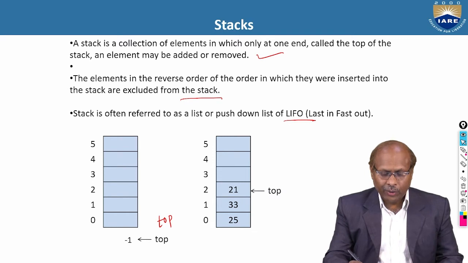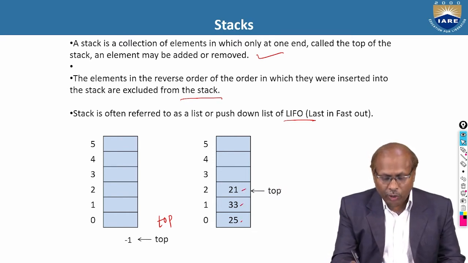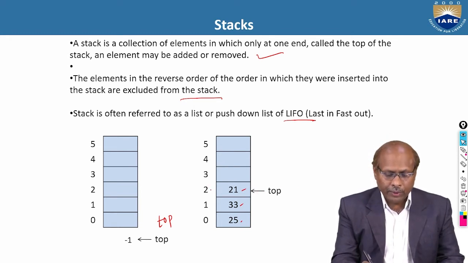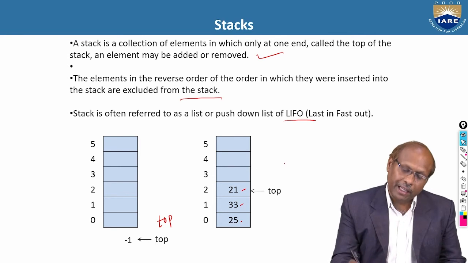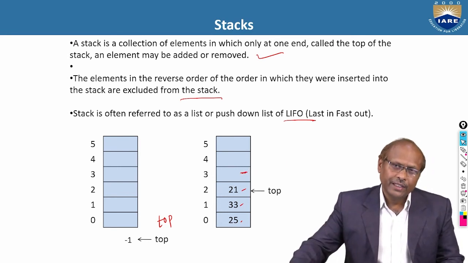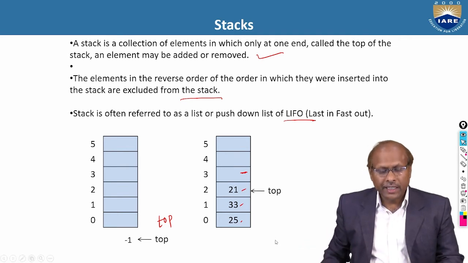Assume I have now inserted 25, 33 and 21. Now currently the top is at the 21 place. So it says that top is available in the second place. Whenever the next element comes, you have to insert here, and at that time the top is going ahead. So the top is my main indicator.